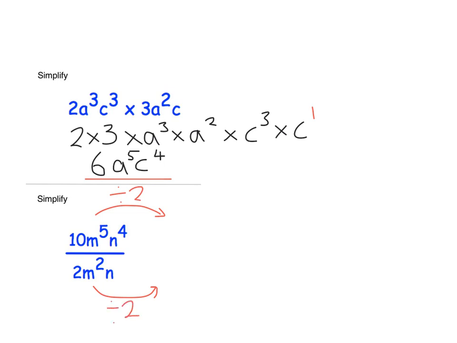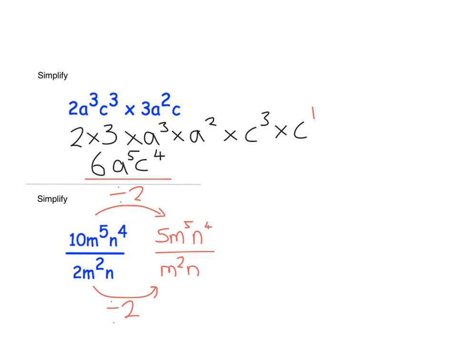So on the top I'm going to have 5 m to the power of 5 n to the power of 4. 2 is going to become 1, so I'm just going to miss that out, m squared n, because obviously 1m squared n is the same as m squared n.